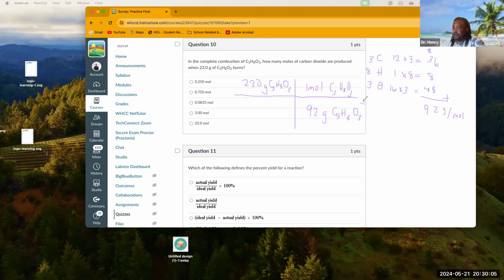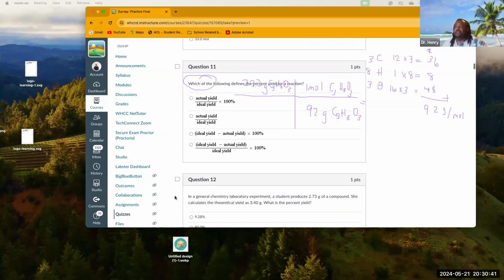So I'm gonna say it's approximately a quarter, or it is a quarter. So 0.25. Okay, questions? Okay.